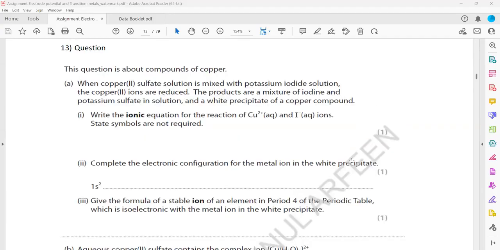So question 13 from the assignment on electrode potential and the transition metals. This question is about compounds of copper. When copper(II) sulfate solution is mixed with potassium iodide, the copper(II) ions are reduced and the products are a mixture of iodine and potassium sulfate in solution and a white precipitate of a copper compound. Write an ionic equation for the reaction between the copper(II) ion and the iodide ion. You don't need state symbols, they are not required.